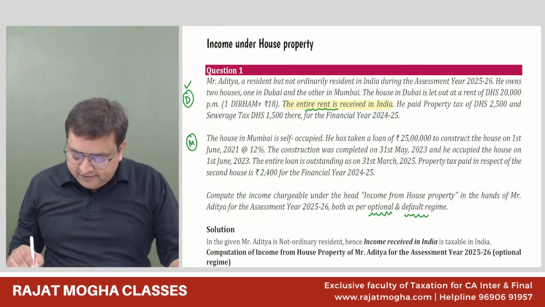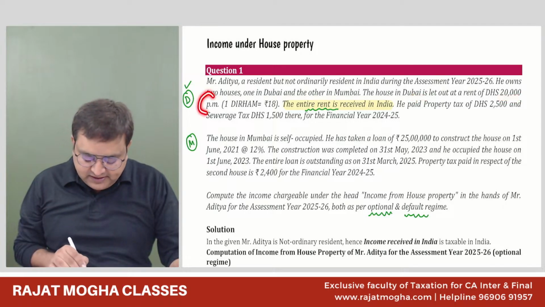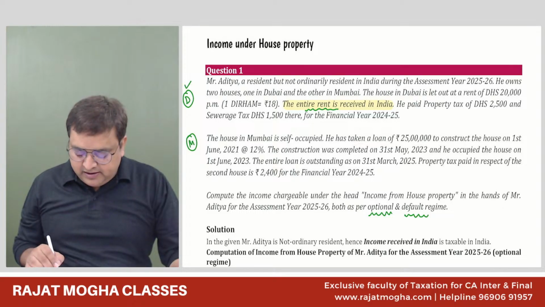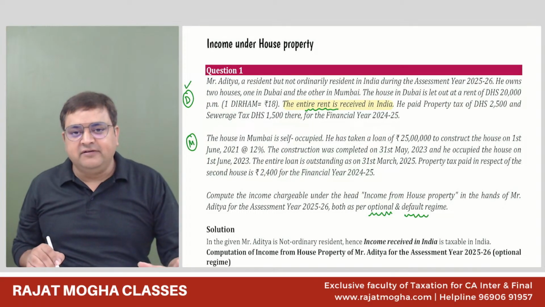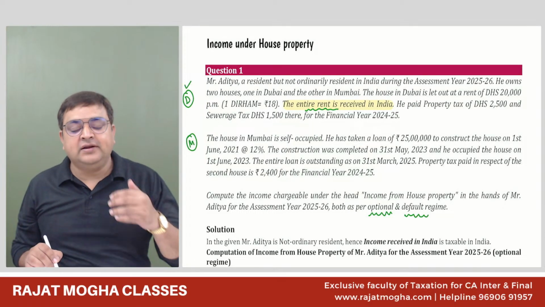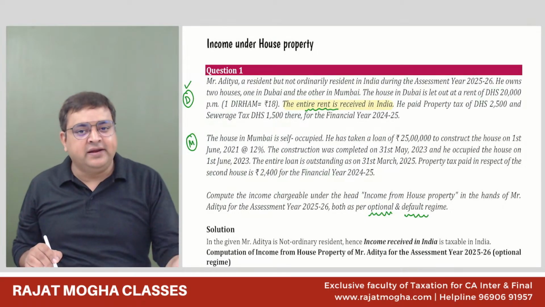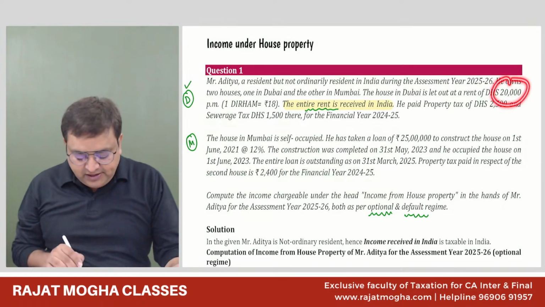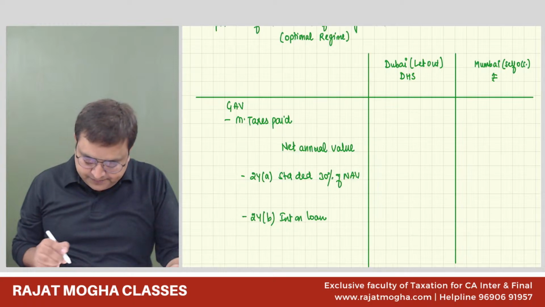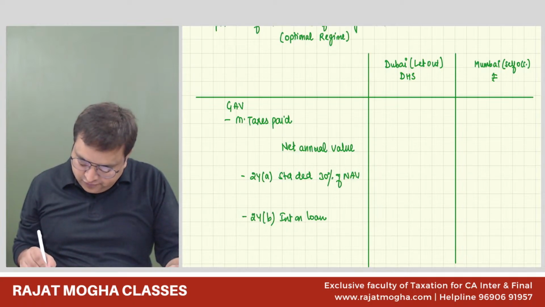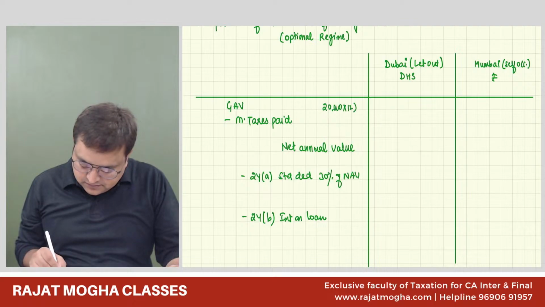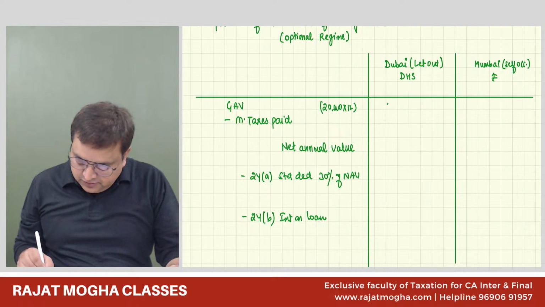It is only given that the Dubai house is let out at 20,000 dirhams per month. It is per month, and no other information is available regarding rent. So we'll assume that it is let out for the entire year. 20,000 into 12. This is in dirhams: 2,40,000 dirhams.